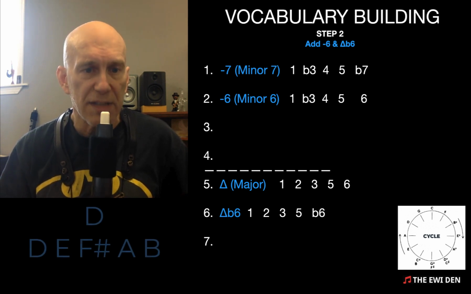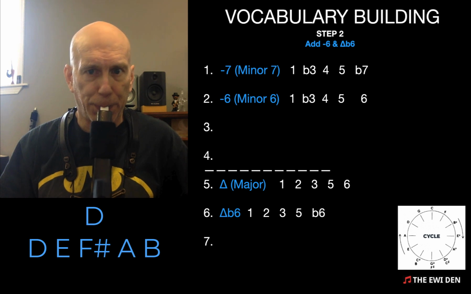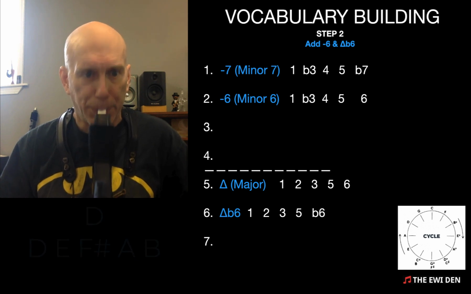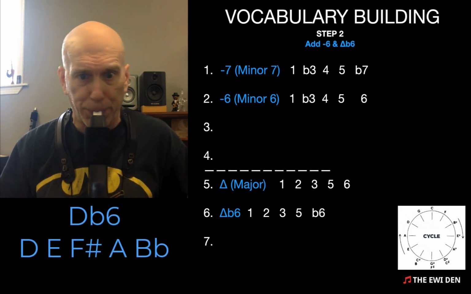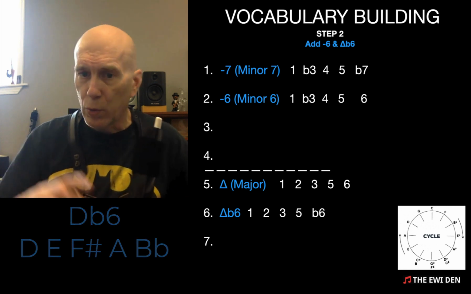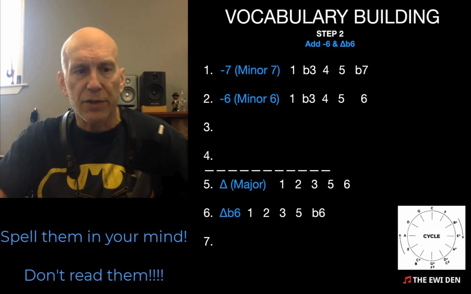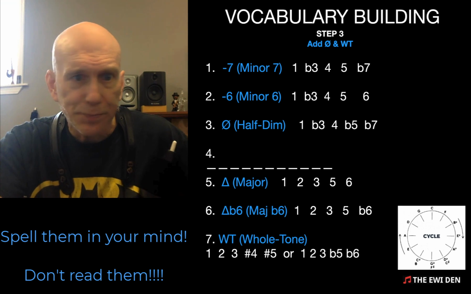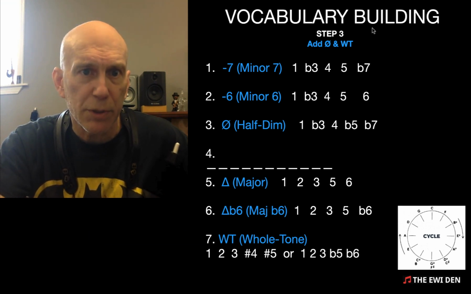Moving to major, D major. Then move to G and go the whole way around the cycle. You take your time. Next level, you can guess it, and it's pretty predictable at this point.